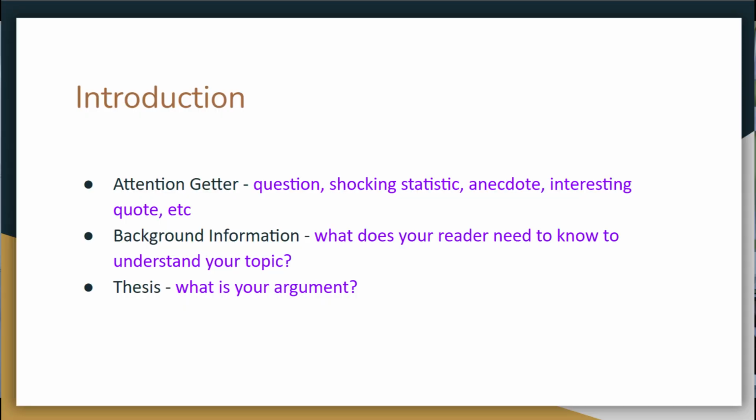After your attention getter, you want to provide background information. So you want to think, what does your reader need to know to fully understand your topic? If you are talking about, let's say, physician-assisted suicide, your reader might not have any clue about that topic. So you might want to give some background information talking about what it is, why the debate exists, like why there's a controversy about it, why it's legalized in some states and why it's not legalized in others, etc. So just a brief background so that your reader will be able to follow the arguments that you're making in your paper.